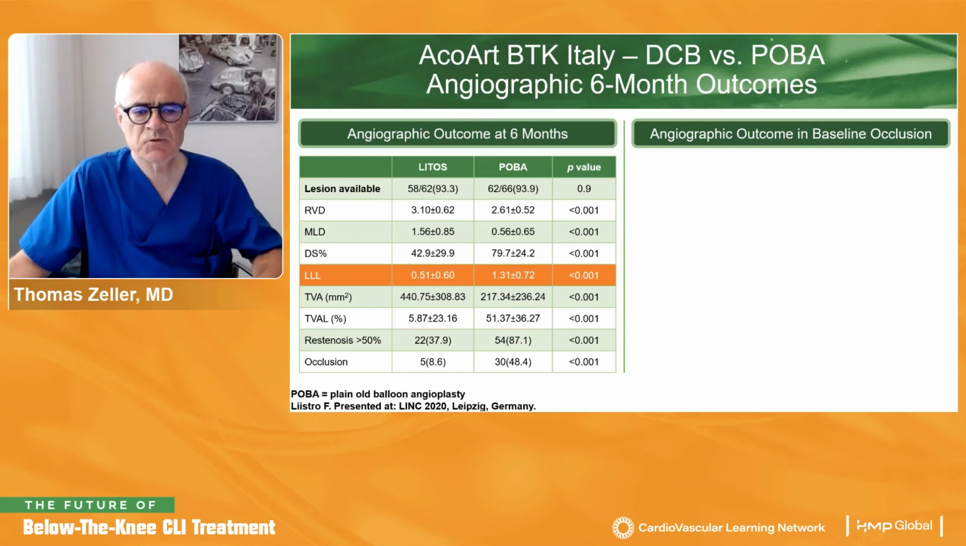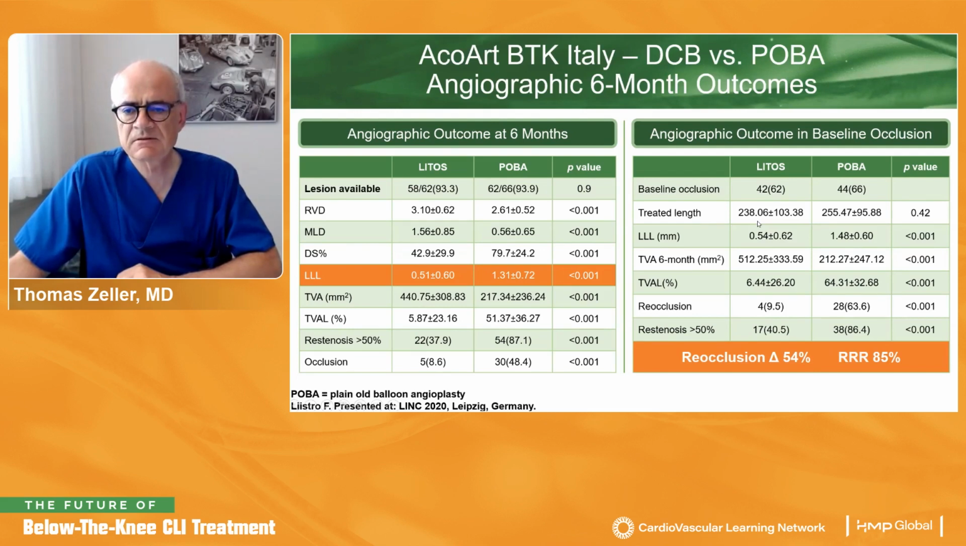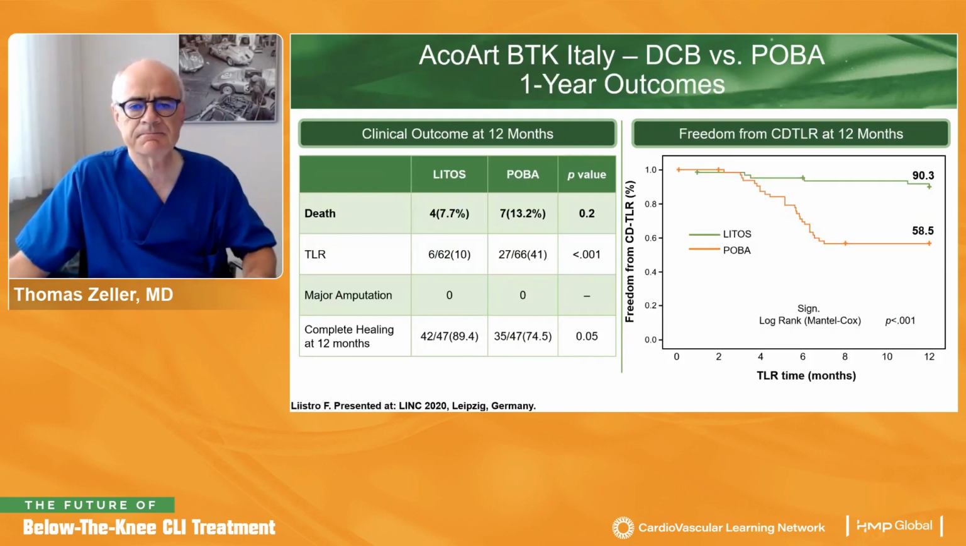If you look at reocclusion rate, it was 8.6% for the DCB and almost 50% at 6 months for plain balloon angioplasty. If you look now at the total occlusions, the reocclusion rate did differ by 54% between the drug-coated balloon and the plain balloon. This was a risk ratio reduction of 85%. Important to note that the lesions that had been treated with total occlusions had been really long lesions. So this is what we are facing in our daily practice, about 24 to 25 centimeters of lesion length.